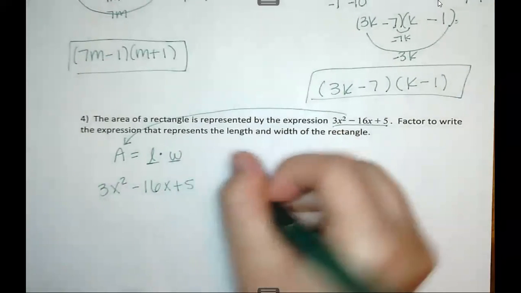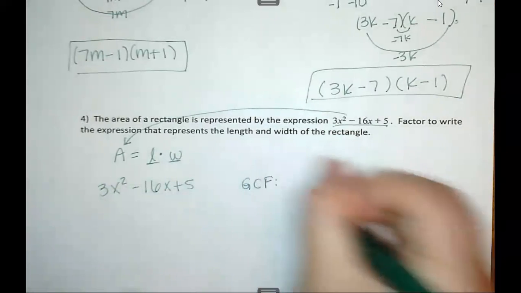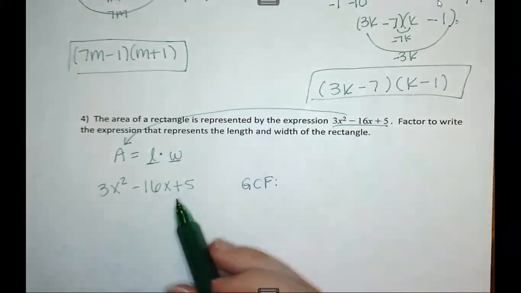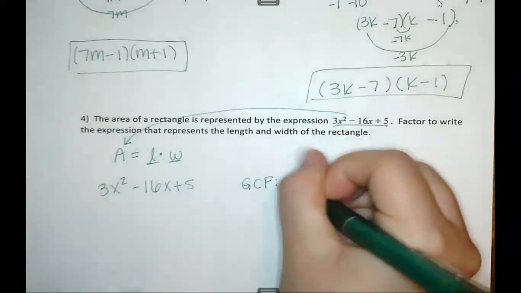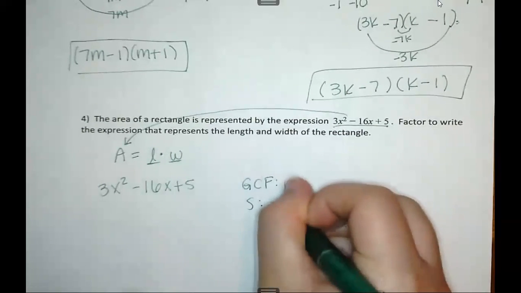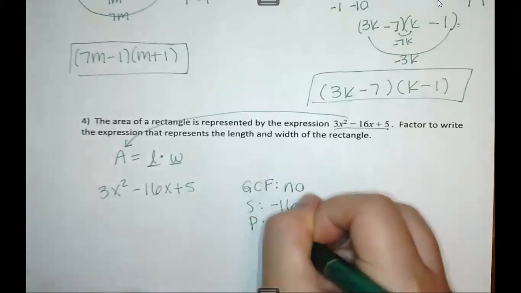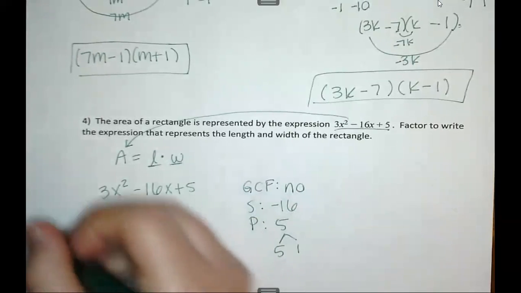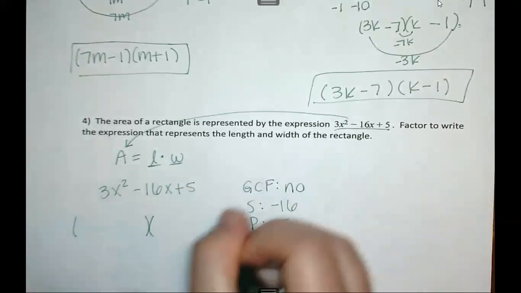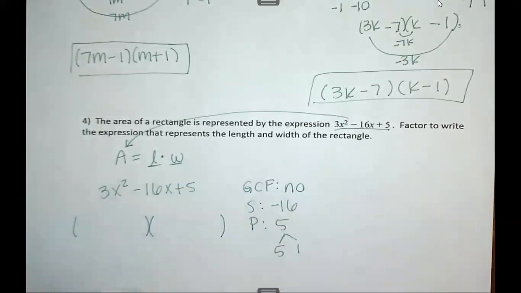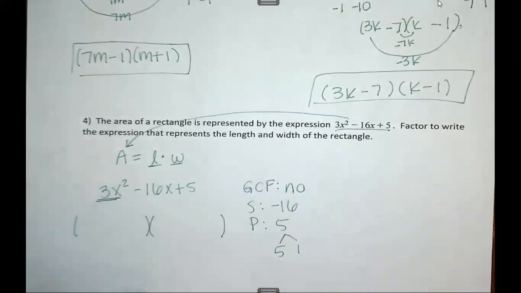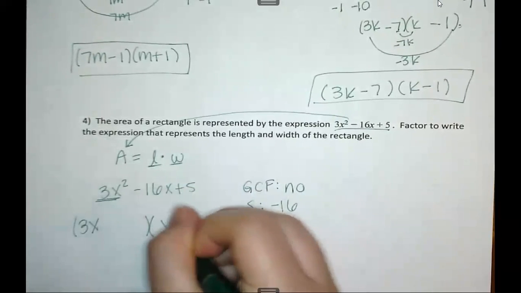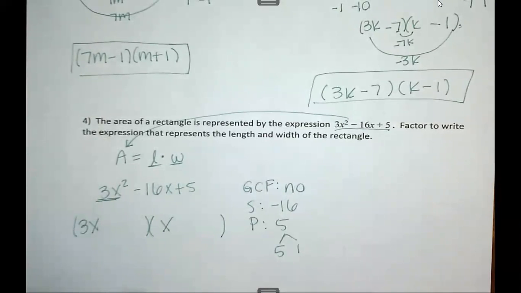So first thing I look for is my GCF. So I've got 3, 16, and 5. There's nothing that's going to go into those numbers. My sum is negative 16, and my product is 5. The only thing that multiplies to give us 5 is 5 and 1, and that does not add to 16. So we're going to have to use our inner and outer rule. So I'm going to make my 2 sets of parentheses. So to get my 3x squared in the front, I'm going to use 3x and x. And then I'm going to have to plug in my 5 and 1.